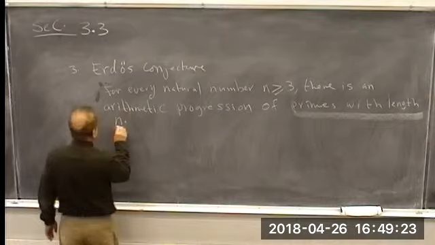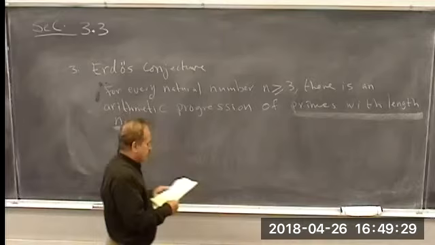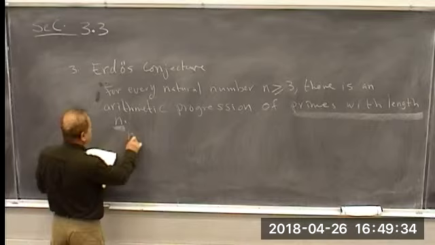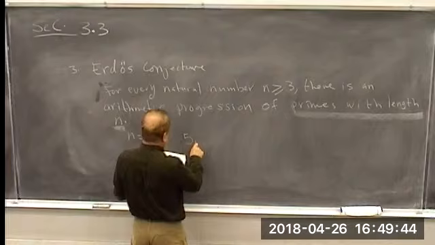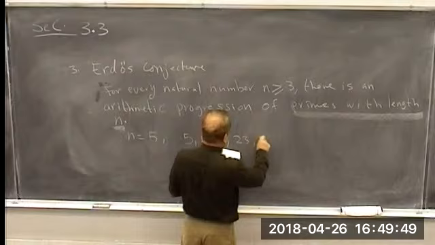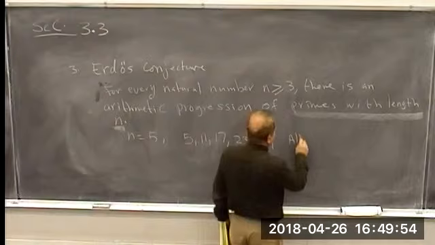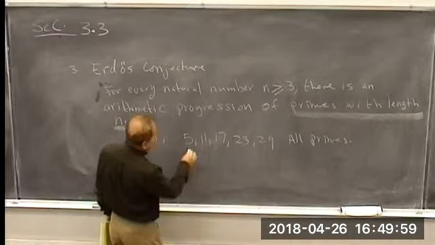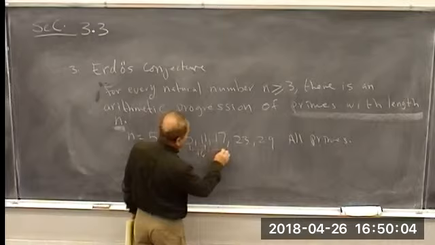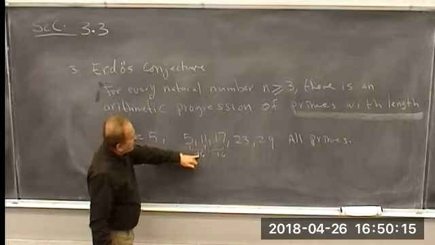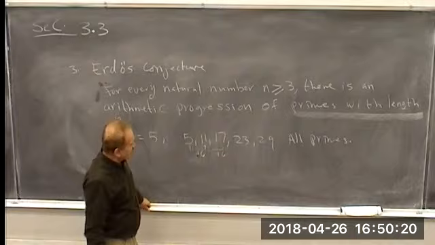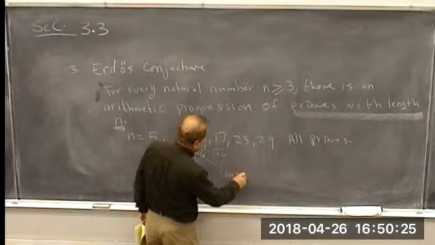For example, if you take n equal 5, then this progression starts with 5, and then 11, 17, 23, 29. There are 5 of these, and these are all primes. And starting from 5 to get to 11, we are adding 6. Going from 11 to the next, we are adding 6, and so on. So this is what we mean by arithmetic progression: we start with a number and then we add a fixed value to every number that comes next. So we call the 6 here the common difference.